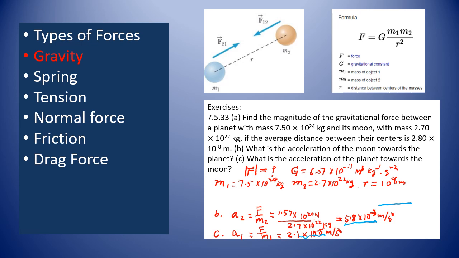So what will be the force? The force is G times mass 1 times mass 2 over r squared. If we just plug all these numbers into the formula and drop the units, and do the math, the magnitude of the force will be 1.7 times 10 to the 20 newtons. That's a large force. So that's A. So B.